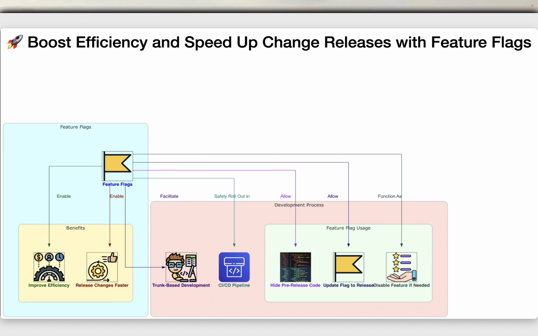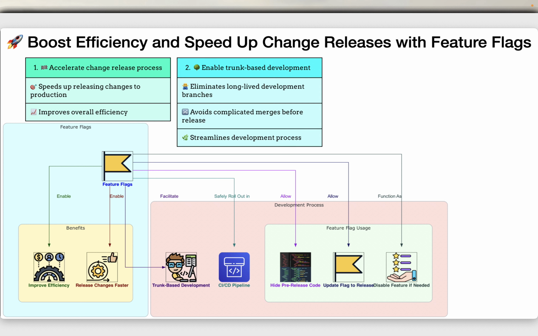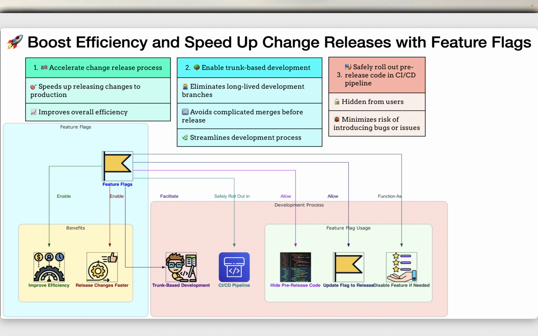So let's get some more details about AppConfig, how to boost efficiency and speed up change releases with feature flags. Using feature flags with new capabilities speeds up the process of releasing changes to production environments, improving overall efficiency. Instead of relying on long-lived deployment branches that require complicated merges before a release, feature flags enable you to write software using trunk-based development, streamlining the development process. Feature flags enable you to safely roll out pre-release code in a CI/CD pipeline that is hidden from users, minimizing the risk of introducing bugs or issues to the live environment.